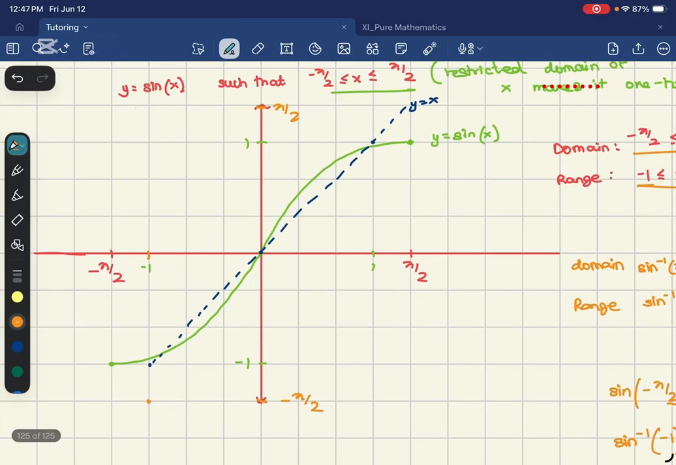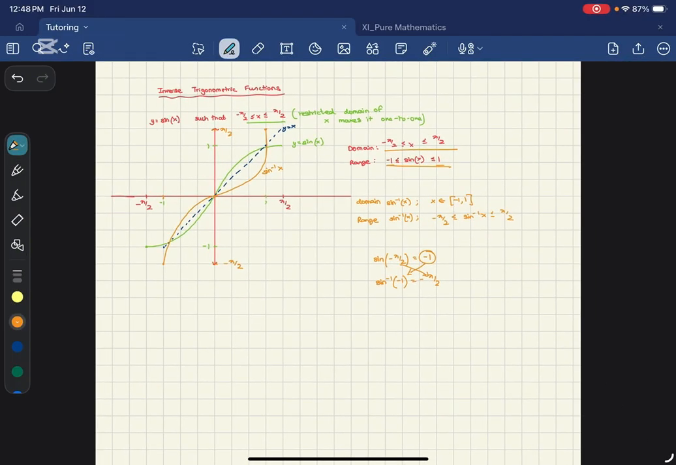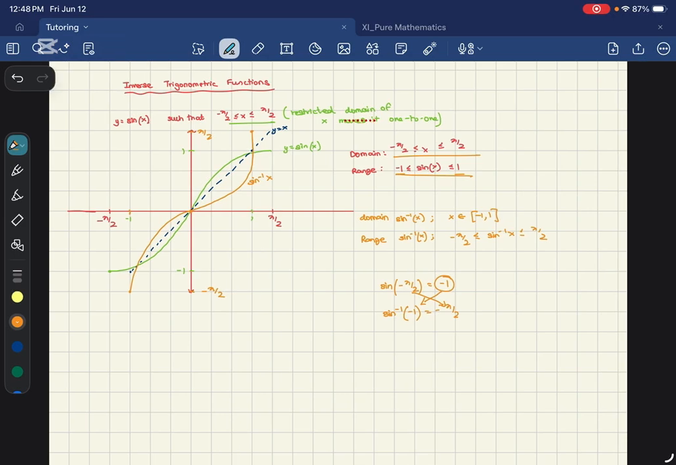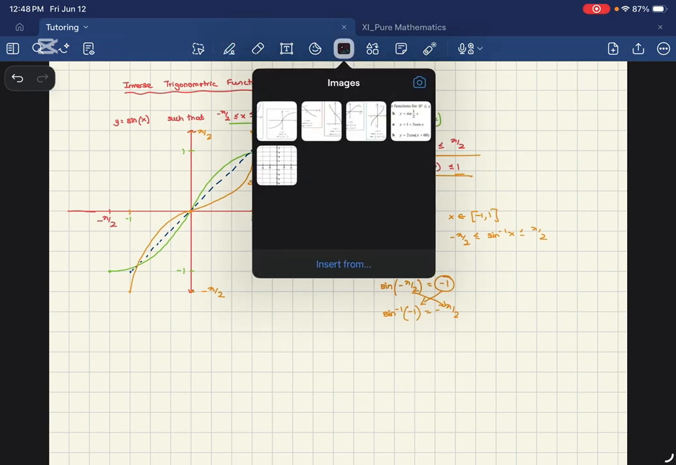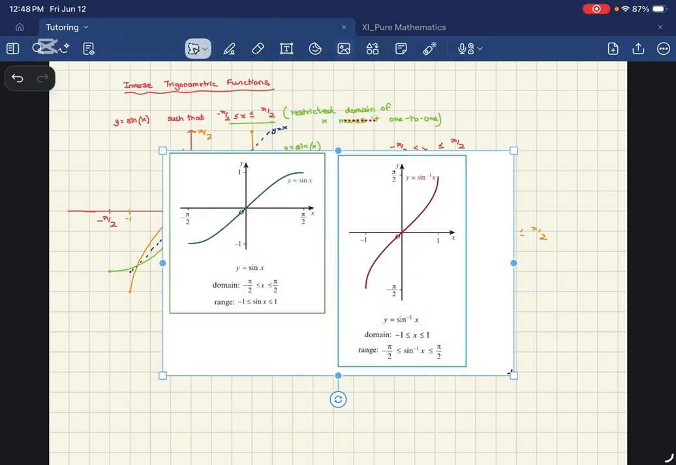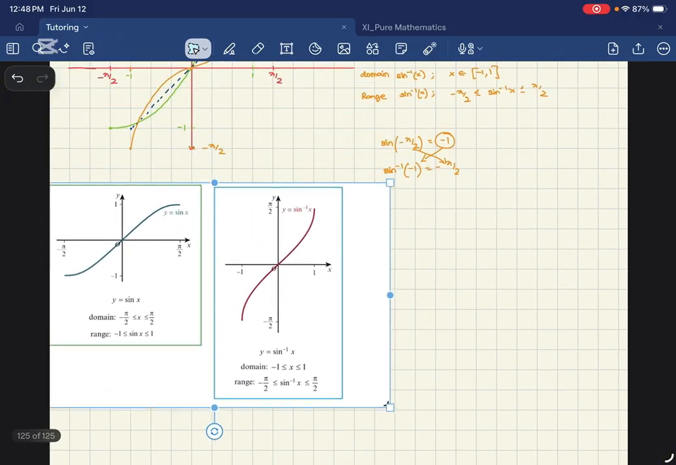All right, and 0 gives you 0, and at 1, you should be up to here. So your graph looks something like this. The orange curve is the graph of sine inverse of x. And let me show you more clearly in this diagram. All right, so I believe it's this one. So yeah, you can see this, right?